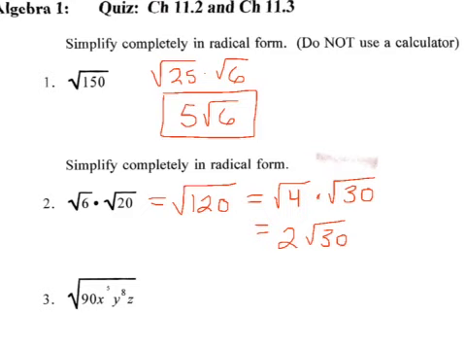Now let's see if the square root of 30 will simplify further. 30 can be broken up as the square root of 15 times the square root of 2. We can't take the square root of any of those numbers. Even if we tried to break up 15 even more, we still can't take the square root of any of those numbers. So 2 square root 30 is the most that this can be simplified by. So that is our final answer.